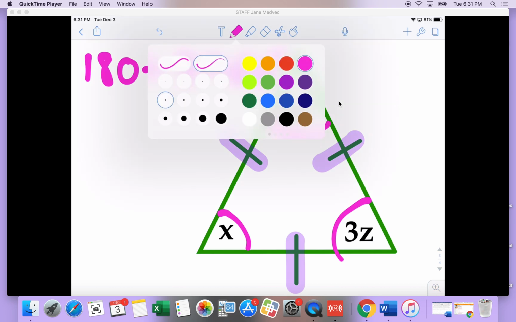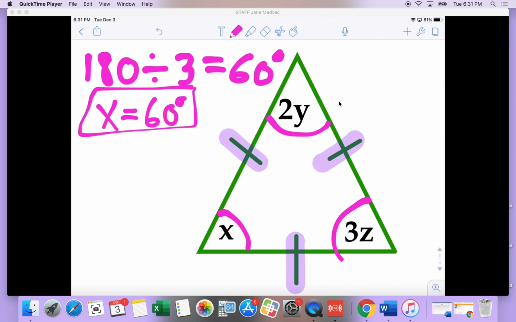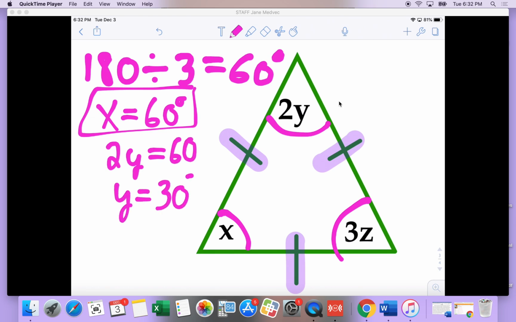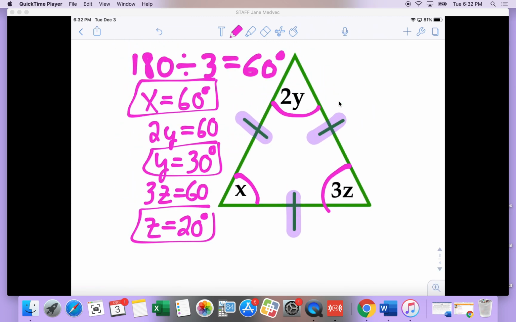So because each of those are 60 degrees, I know that x, because it's by itself, is going to be 60 degrees. And yes, I'm going to use degree measure. It's not side measure. I'm looking at angle measure. I know that 2y is also going to be 60 degrees. If I divide by 2, y gives me 30 degrees. I know that 3z equals 60 degrees. So if I divide by 3, z gives me 20 degrees. And so something that looks so complicated and spooky really wasn't that bad at all. Let's go to the next problem over here.